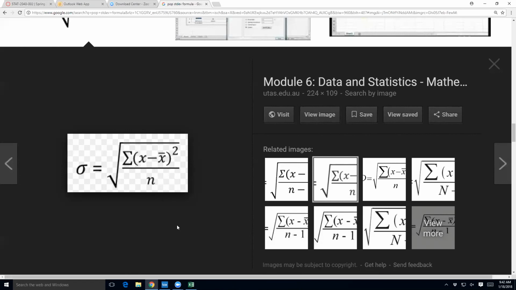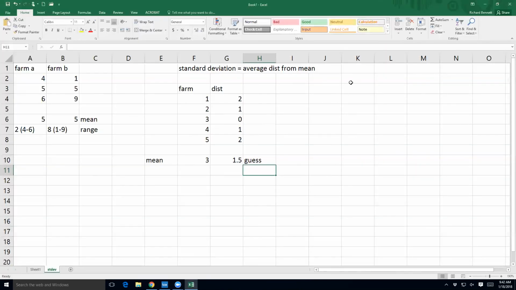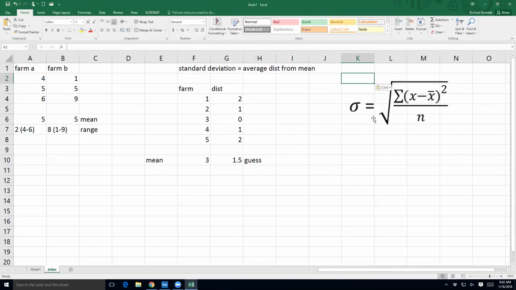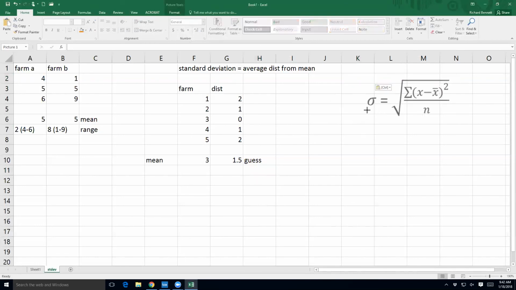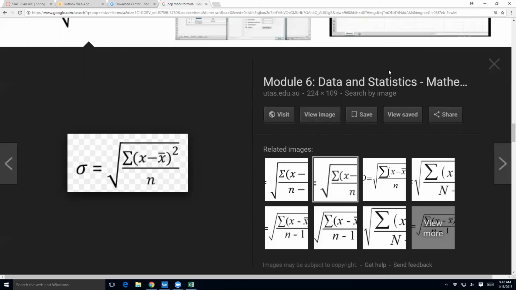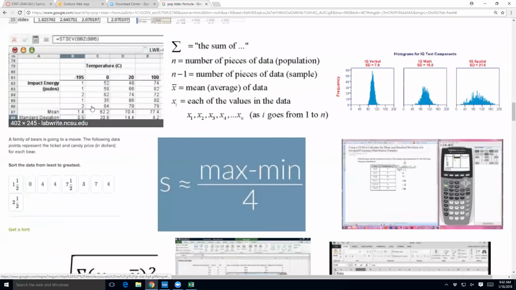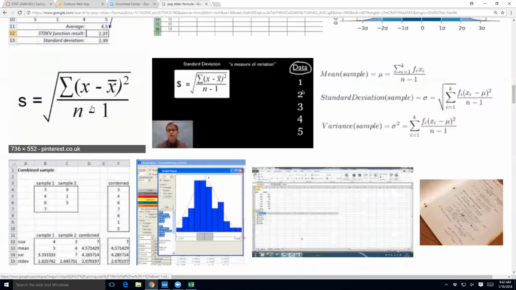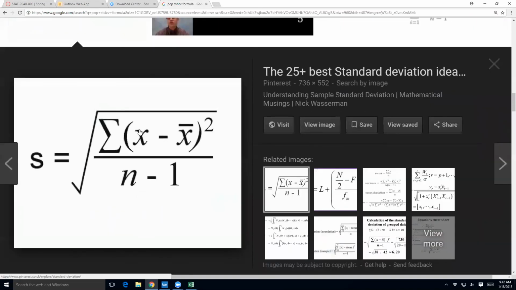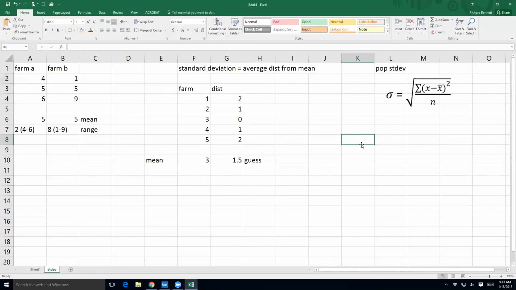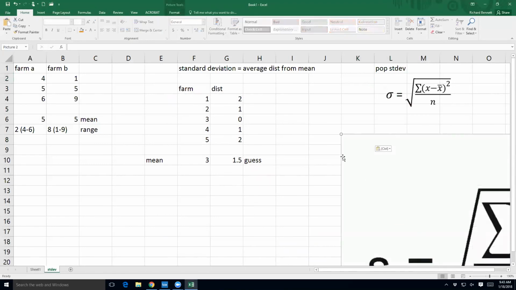Okay, here's the formula. This is for the population standard deviation. It's sigma equals the square root of the sum of xi minus x bar quantity squared all over n. So this is the population standard deviation formula. Now, if you're using a sample, the formula is slightly different. It is this formula here: S equals the square root of the sum of xi minus x bar quantity squared all over n minus 1.